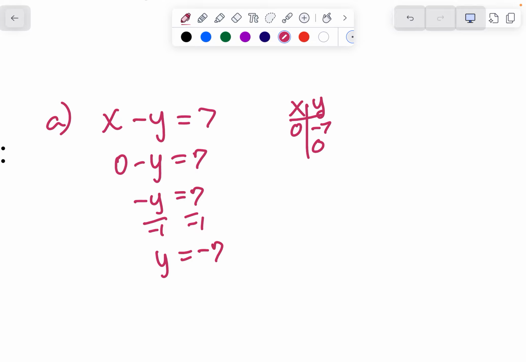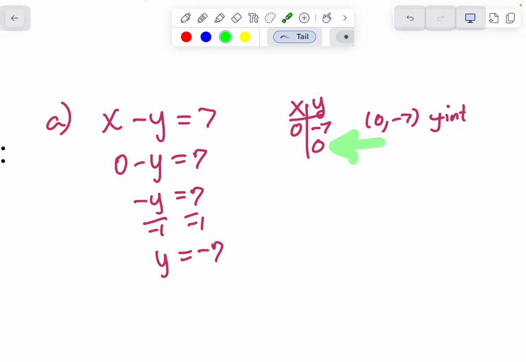Now here's what you have to do to prove to me that it's the y-intercept. All I need you to do is say 0, negative 7, and put a little y-intercept next to it. But that first value on the 0, 0 chart, that's it. Now let's do the second one. Let's do this one.